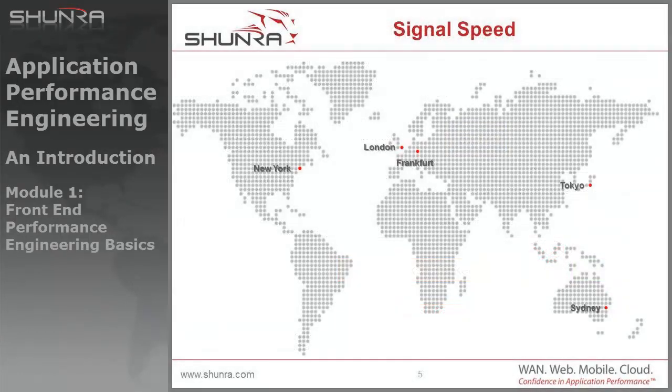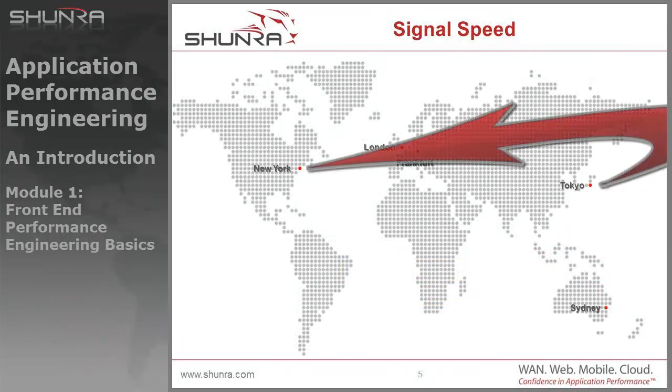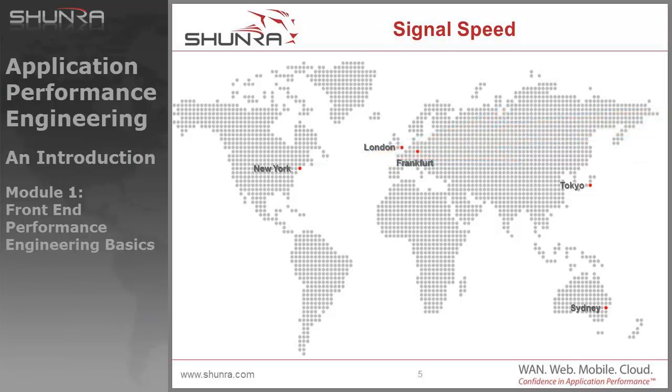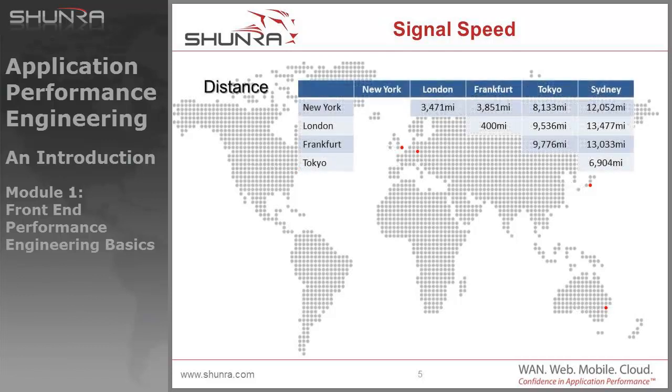Here's an example of signal speeds between point A and point B. We will be able to see that this is the utopian world, and as we know from our experience, these are really not true numbers. And this is actually without going through any equipment at all and just going in a vacuum itself. We have 5 major cities: New York, London, Frankfurt, Tokyo, and Sydney. You'll see that here we have the distances between New York and the other remote sites.